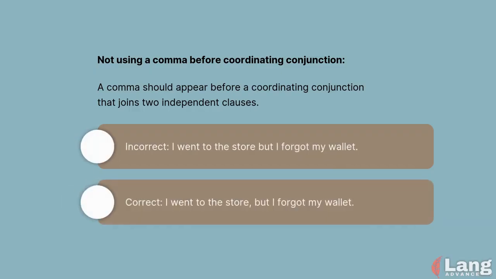Not using a comma before a coordinating conjunction. A comma should appear before a coordinating conjunction that joins two independent clauses. Incorrect: I went to the store but I forgot my wallet. The correct one is: I went to the store, but I forgot my wallet.